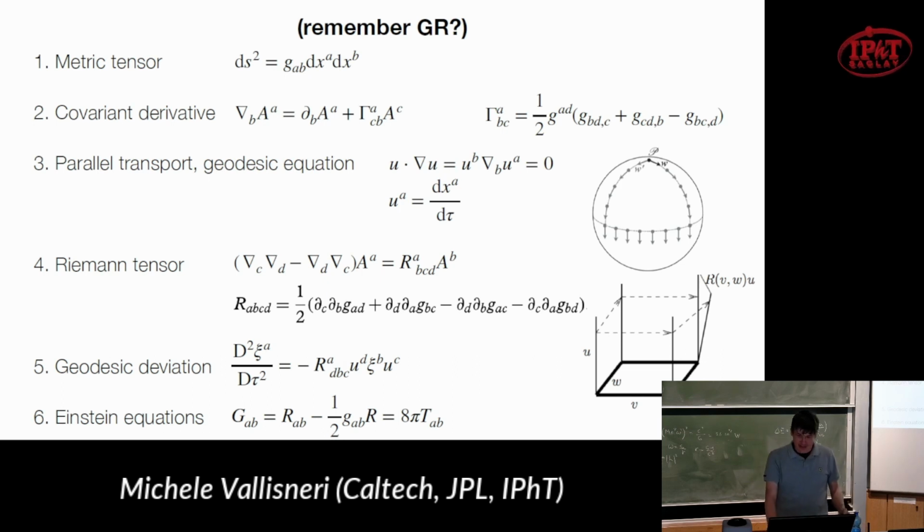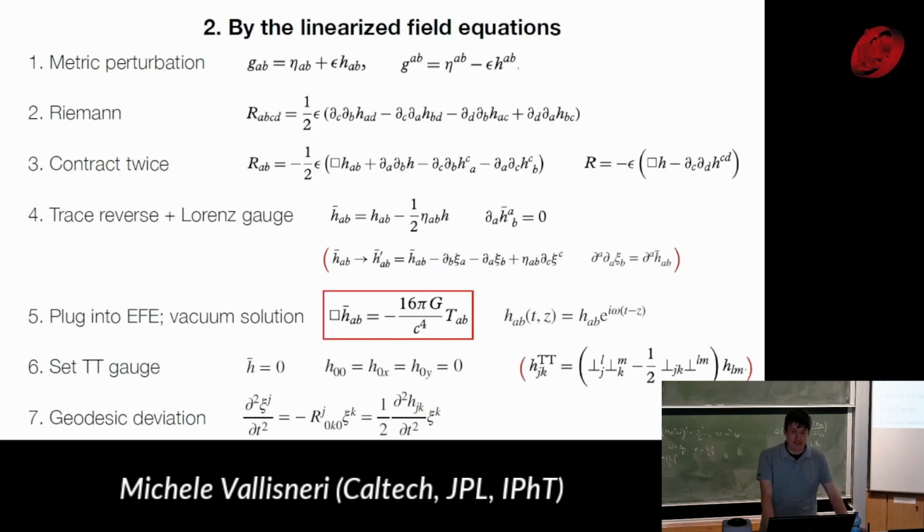Now, moving forward, linearized field equations. These are textbook, boring things, but just look at the left, look at the bullet points, basically. We start with a metric perturbation. You can have a formal parameter epsilon to say that it's small.